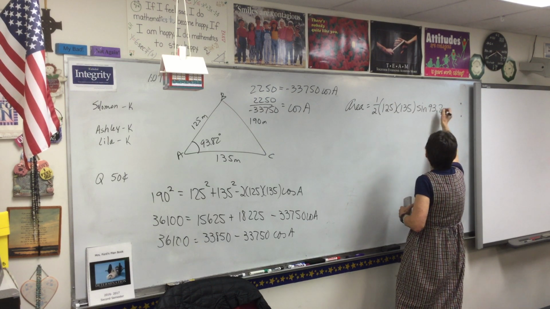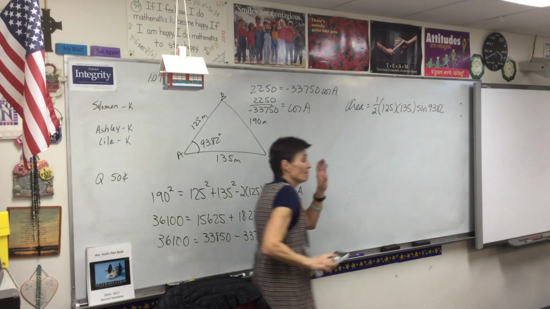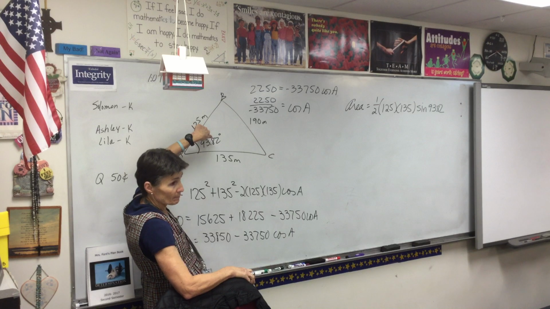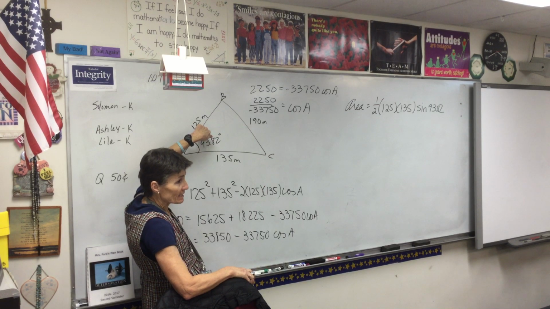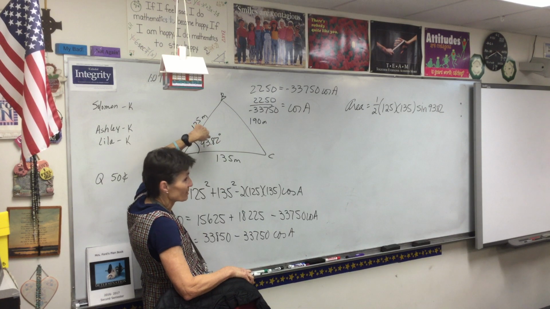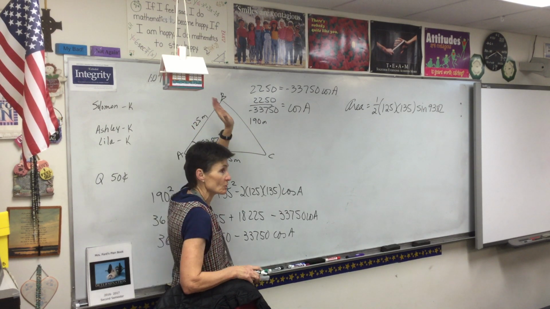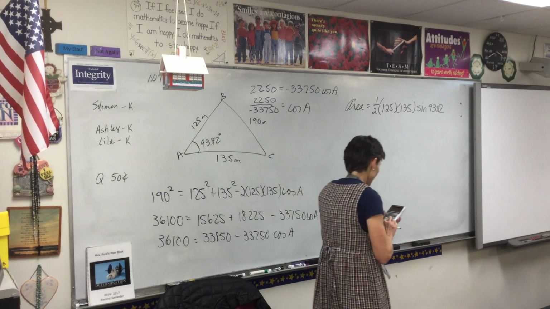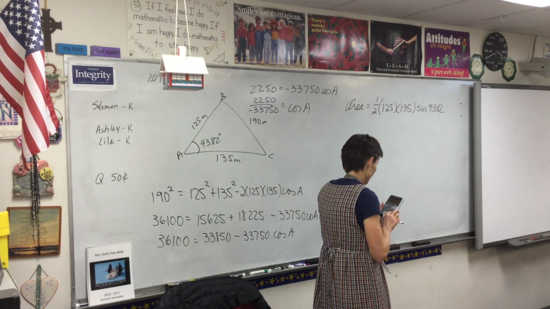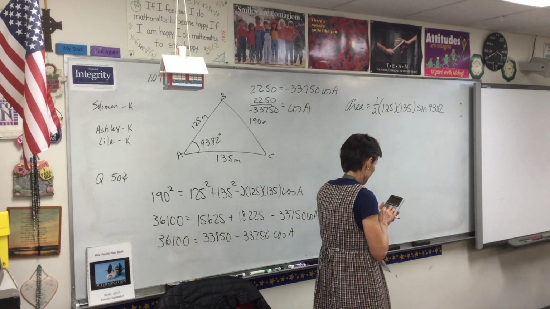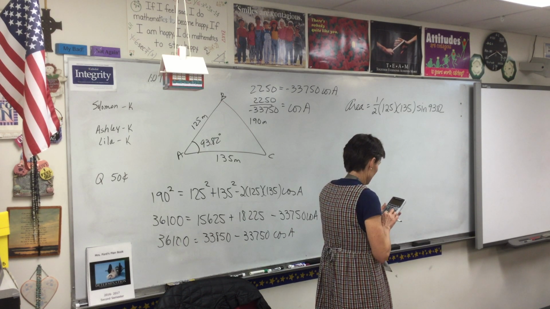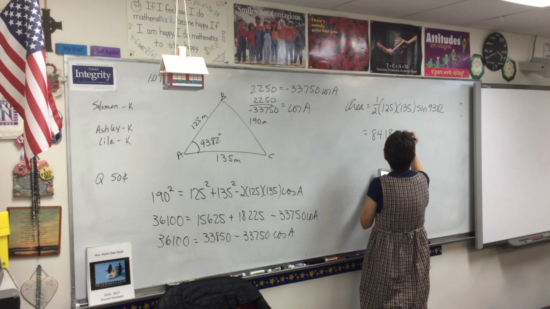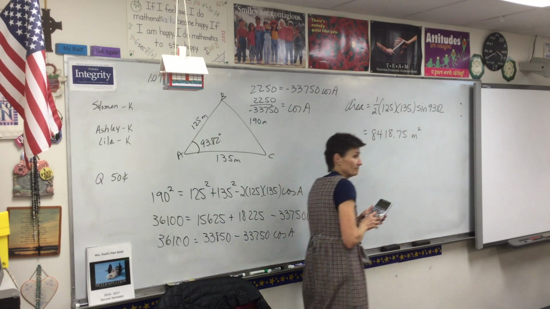Now, this should be so easy, but make sure you are using two sides with the angle in between them. When you're finding area, it's got to be two sides with the angle in between them. You can't just pick two sides. Gotta use the two that have the angle in between. So, the area is, I got 8418.75 square meters.